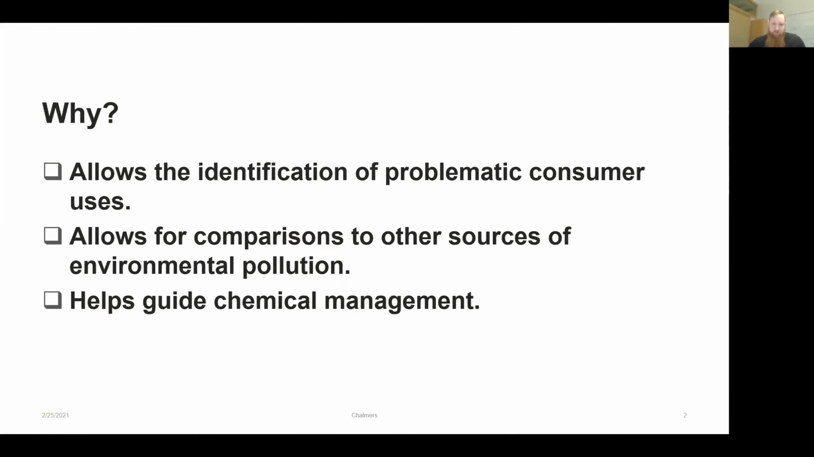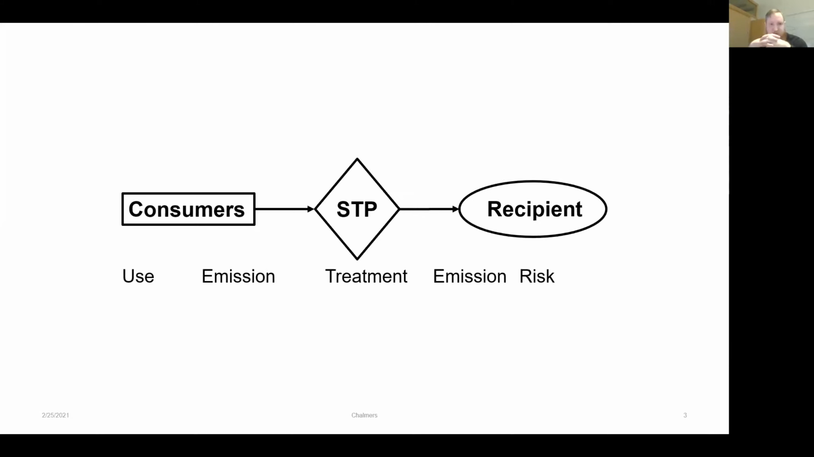So we have an extremely simplistic conceptual overview here. We have a consumer who is going to emit something into a sewage treatment plant. You then have emission from the sewage treatment plant into some form of recipient. We'll start working with the consumer use of chemicals, move into the subsequent emissions, and then go over the sewage treatment, what actually happens there, and then finally end up with a risk assessment of the chemical outflow.